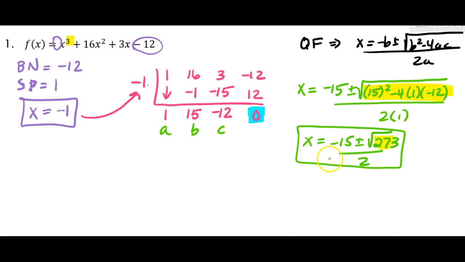So everything that I have in the box in green, that represents 2 of your answers. Those are irrational roots, which is why they didn't show up when we did the purple part. And then the purple answer is your rational root. So you have a total of 3 answers.